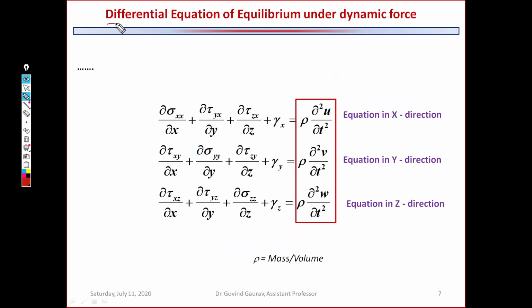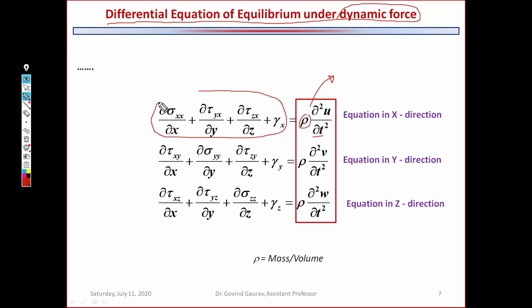Next is when we are interested in finding the differential equations of equilibrium under the actions of the dynamic force. So we will have the terms of mass multiplied by the acceleration. So an additional term will come into this picture, which is rho times the acceleration in the x direction. If we consider the dynamic forces, this is what we have earlier derived.